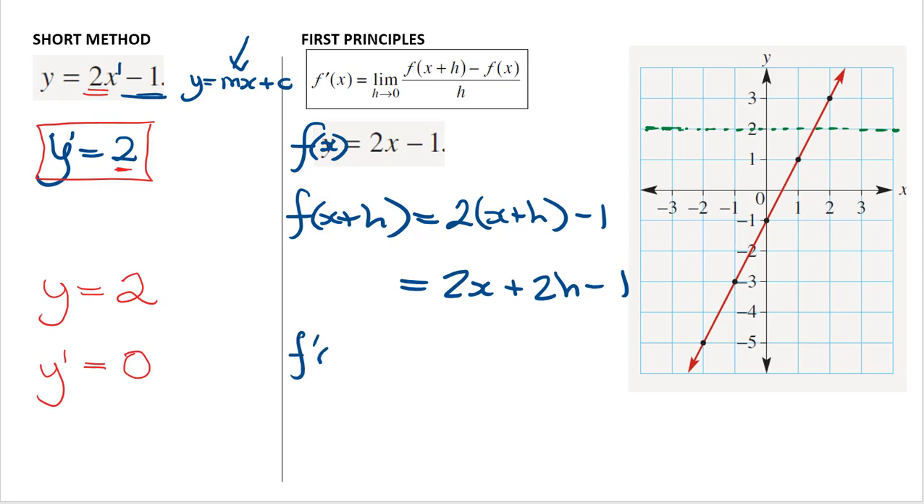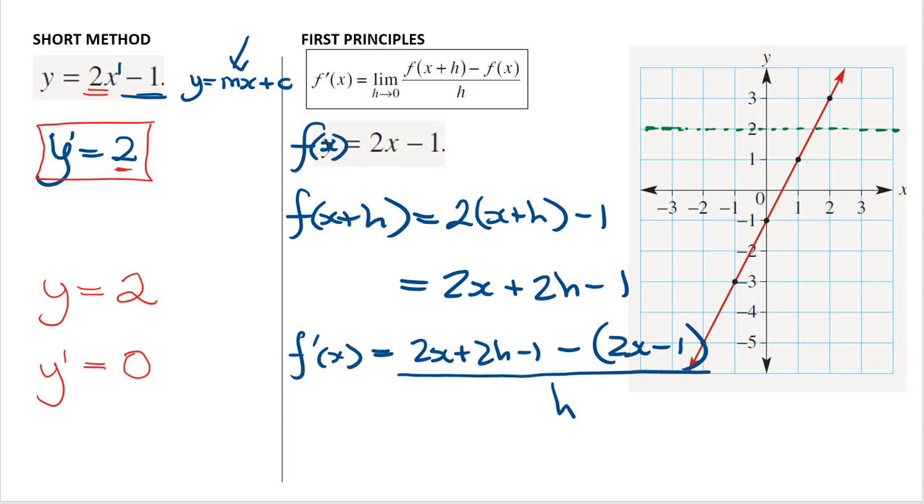And then if we do the first derivative, if we substitute that function in that we just did, minus the original function. So here's the original function, I'll put that in brackets, and that'll be all over h. Have a look at what cancels. So we're going to get 2x minus 2x, so that's going to cancel. We're going to have minus 1 plus 1, so the 1's will cancel. And all we'll have left here is 2h over h. The h's will cancel. And by first principles, that linear function, the gradient function, is equal to 2.